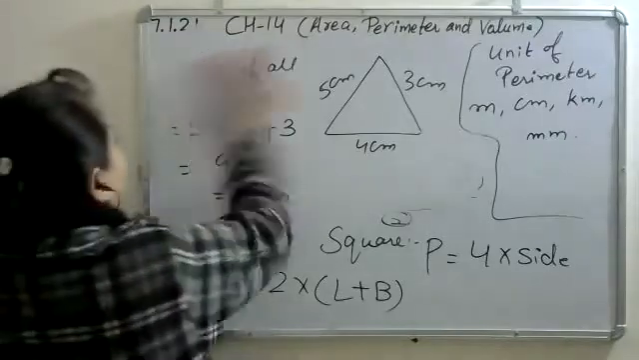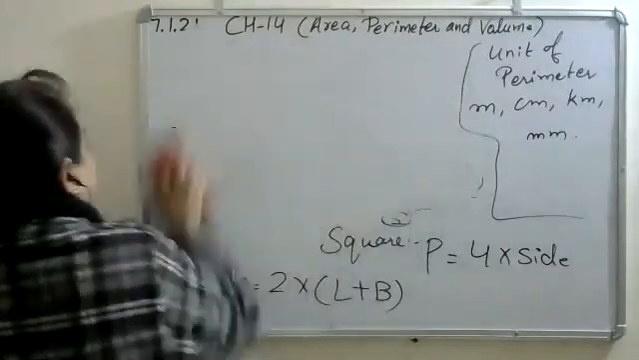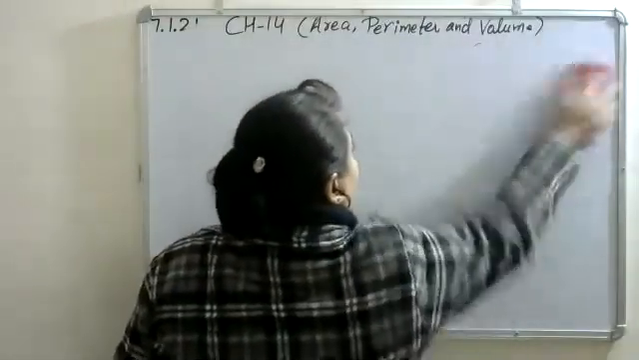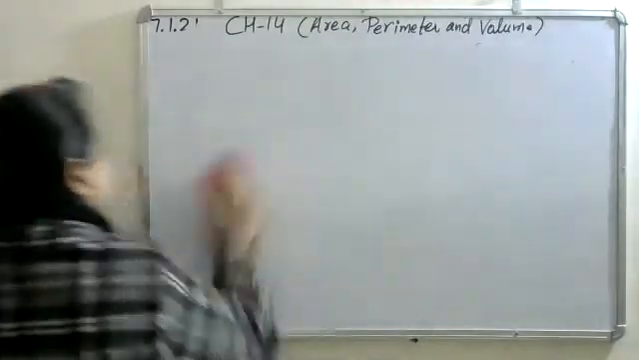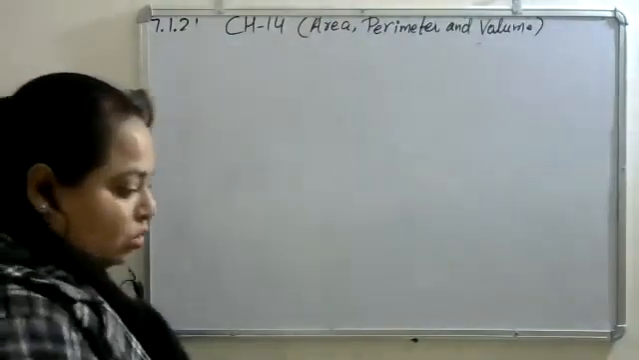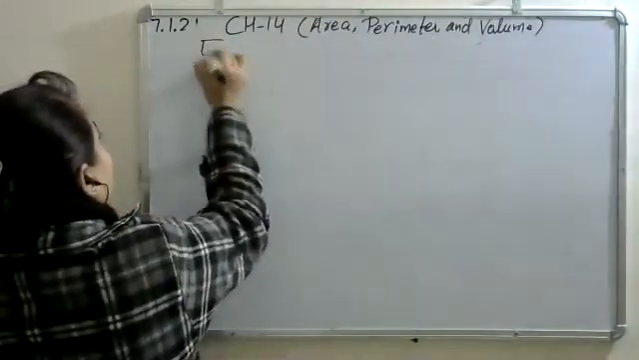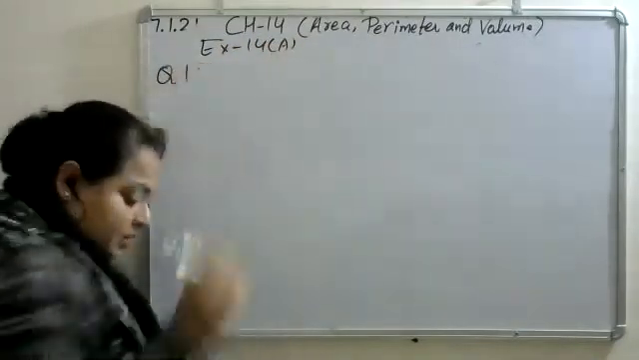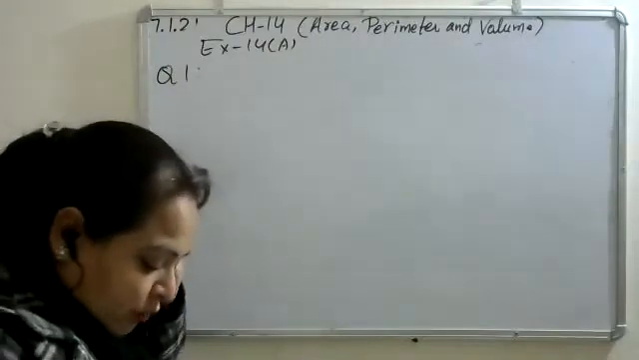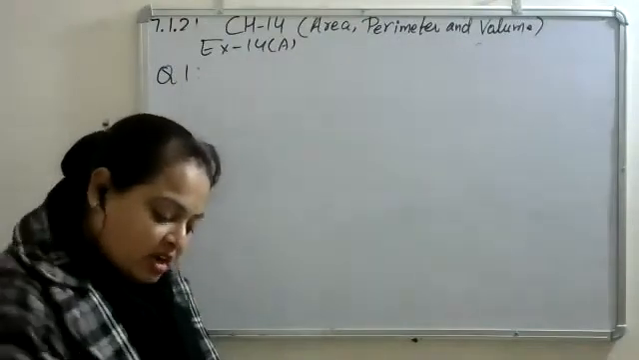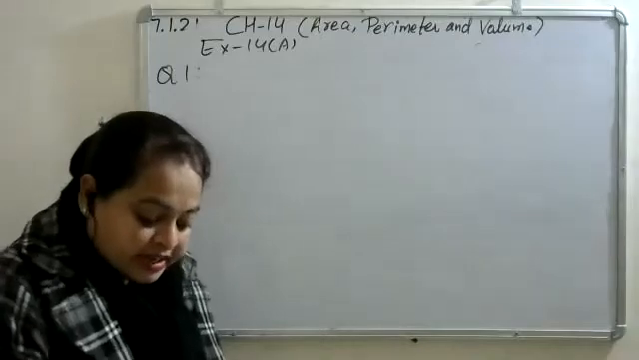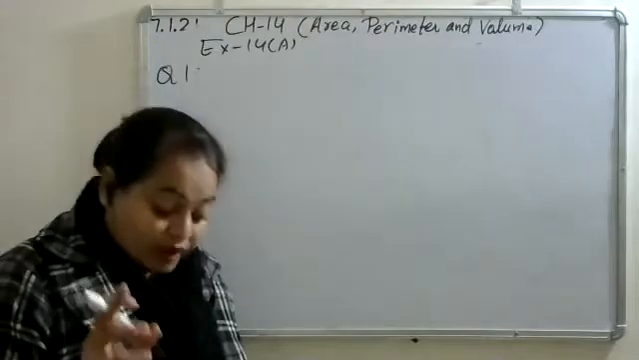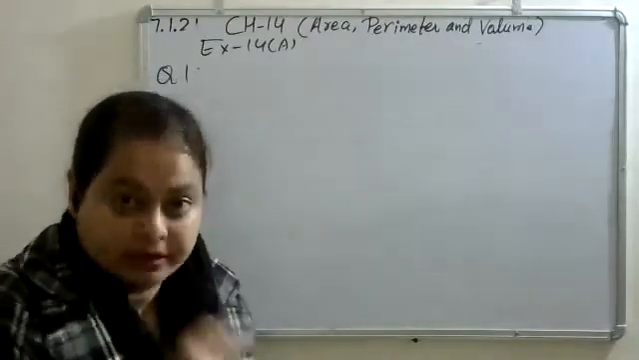Now come to the exercise 14A. Okay. So exercise 14A, question number 1. Find the perimeter of the square in which side is given. First question is based on finding the perimeter of a square.